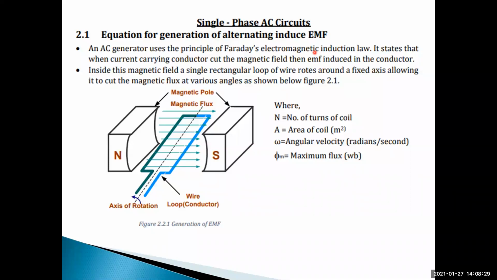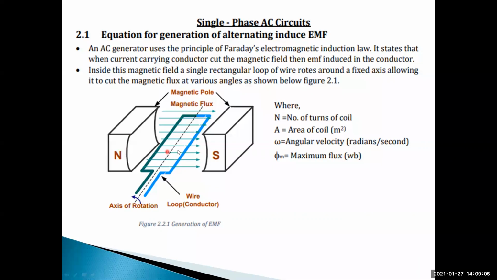By using DC generators or rectifiers, we have to convert AC to DC. First, we have to generate AC by using generators. AC generators use the principle of Faraday's electromagnetic induction law. It states that when a current carrying conductor cuts the magnetic field, then EMF is induced in the conductor. Am I right or not?